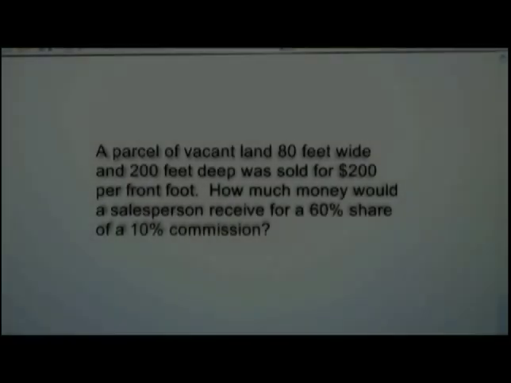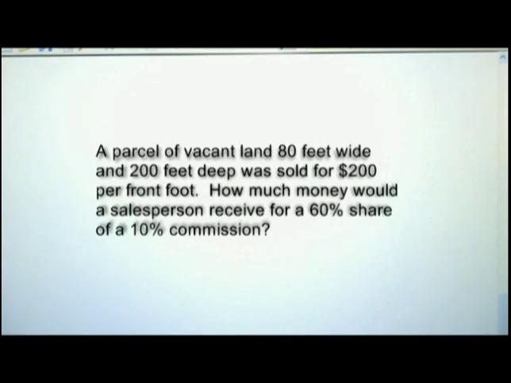A parcel of vacant land 80 feet wide and 200 feet deep was sold for $200 per front foot. How much money would a salesperson receive for a 60% share of a 10% commission? Again, break the problem down into parts. I can't figure out my part of the commission until I figure out the total commission, and I can't figure out the total commission until I figure out the sales price. Now, if I drew out the lot, I would draw something like this, 80 feet by 200 feet.